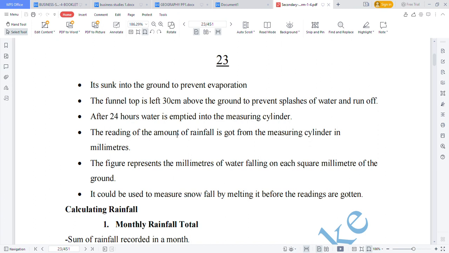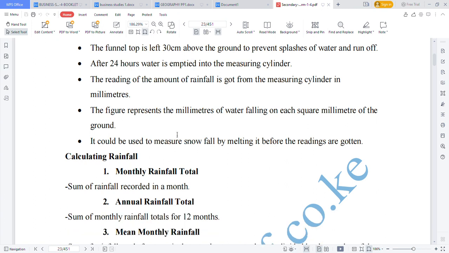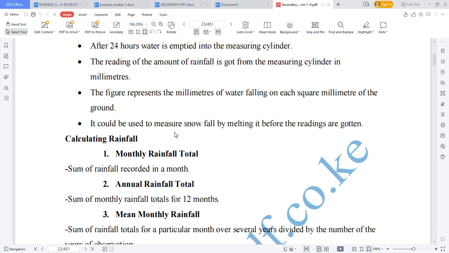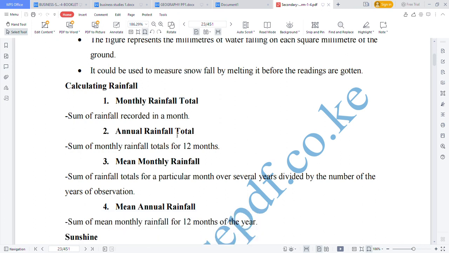After 12 hours, water is emptied into the measuring cylinder. The reading of the amount of rainfall is got from the measuring cylinder in millimeters. The figures represent the millimeters of water falling on each square meter of the ground. It could be used to measure snowfall by melting it before the readings are taken.